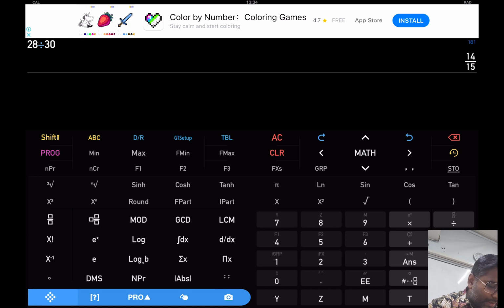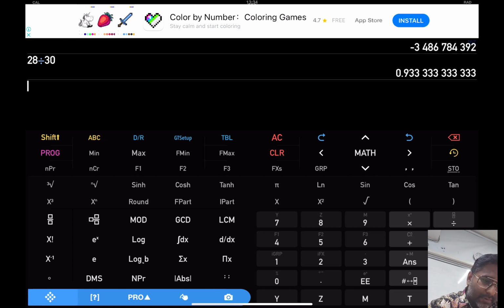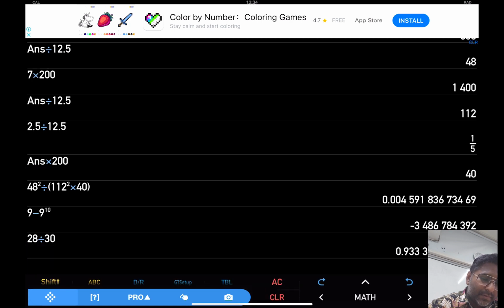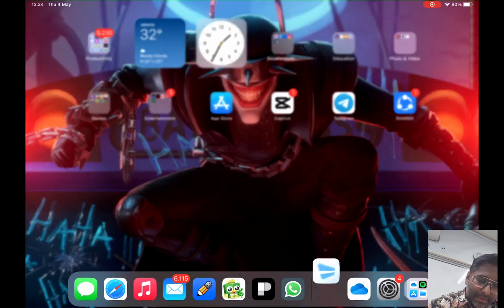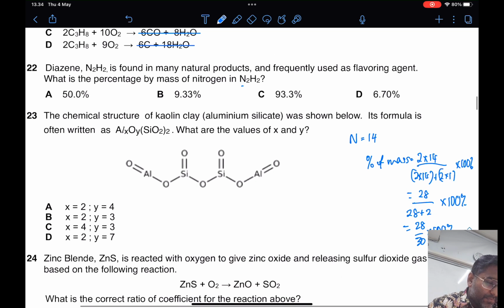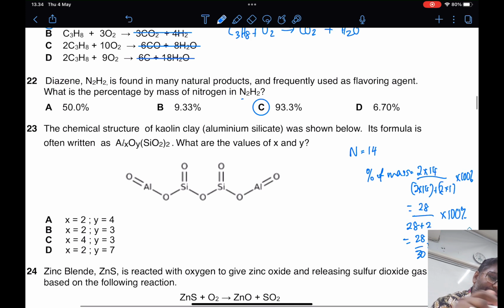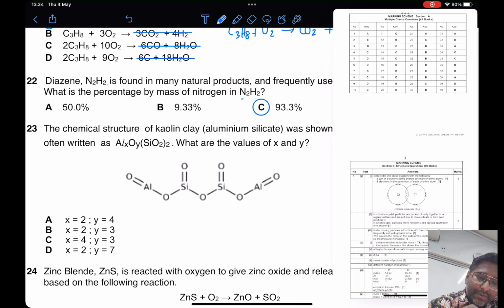Okay, how do we get this? Sorry. So let's do it again. 28 divided by 30, 0.93. Okay, so 93%. So the answer is C. So number 22, answer is C.